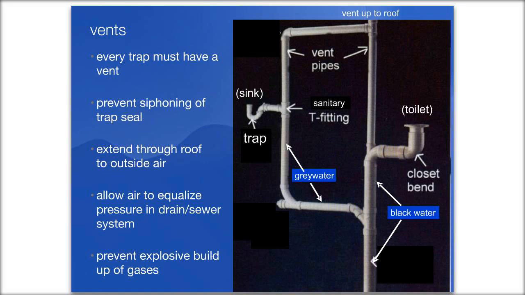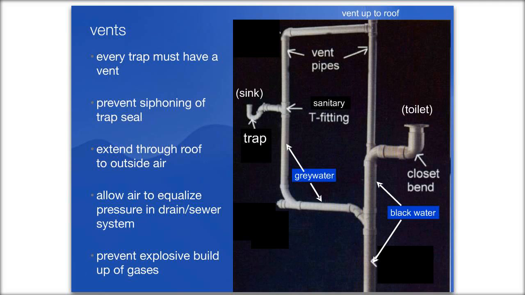So the vent, every trap must have a vent. And what the vent does is that it prevents the siphoning of the trap seal. And the way it does that is it equalizes the air pressure throughout the system so that if there's a sudden slug of water going through the drains, it doesn't create a vacuum and pull the water out of the trap seal and leave the house unprotected by that water seal. So the vents go up through the roof and allow air to come into the system.